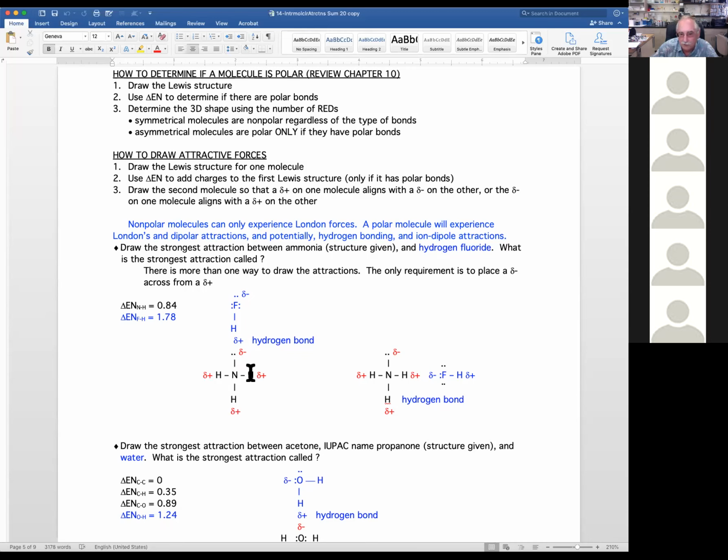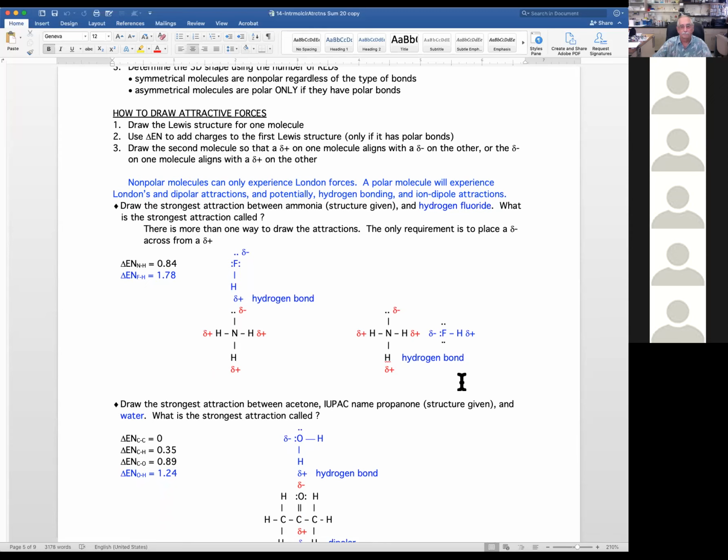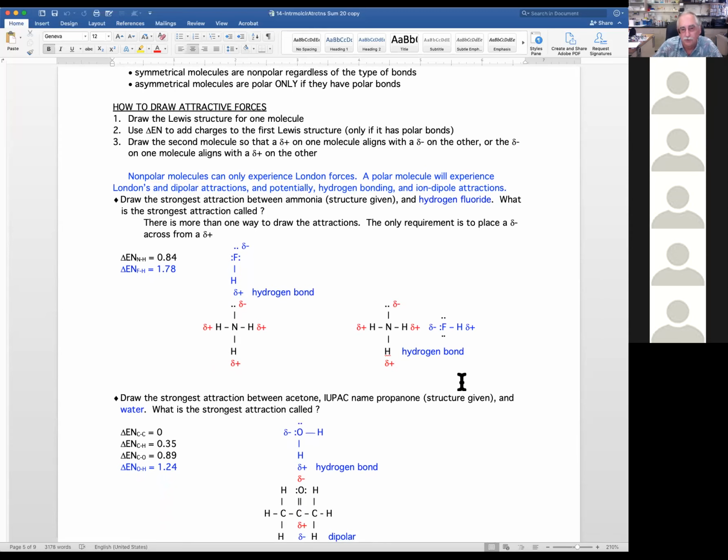Now, what is the type of interaction between ammonia and hydrogen fluoride? Well, it's going to be London's. It's also going to be dipole to dipole, and it meets the criteria for being a hydrogen bond. Here's the FH in one. What do I need in the other one? An F, an O, or an N, and there's the N. Here's another way to draw it. So do you think hydrogen fluoride would dissolve in ammonia? Yes, they would, because they're attracted to each other by hydrogen bonds.